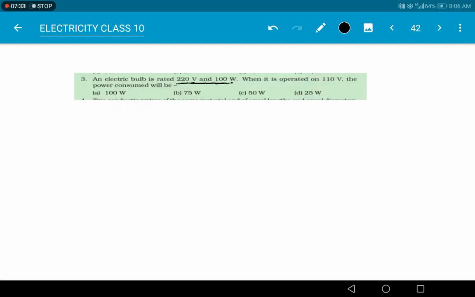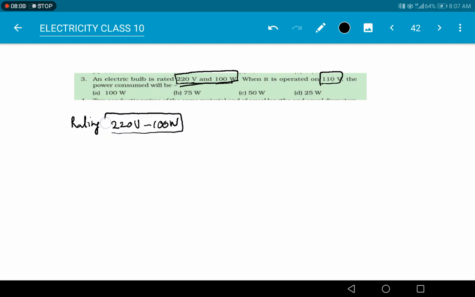Next, an electric bulb is rated 220 volt and 100 watts. When it is operated on 110 volt, find the power consumed. So what is the rating of the bulb? The rating of the given device is 220 volt, 100 watt. I told you in the last lecture, what is the importance of this rating? By using this rating, we are going to find its resistance.